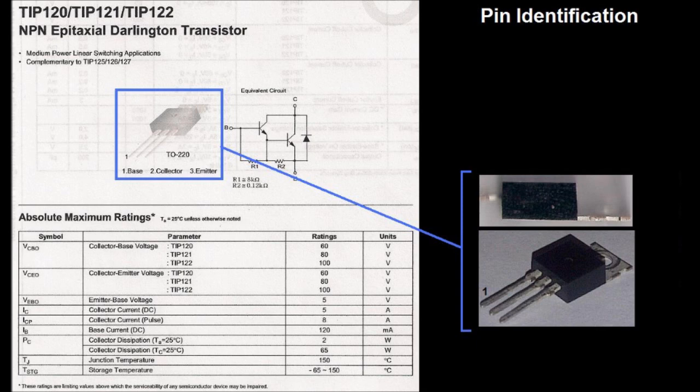Now, it also shows you the package group, which is TO-220. So keep in mind that the orientation will show you and help you identify which pin is which, and where pin number 1 starts, and help you identify the other pins on the transistor.